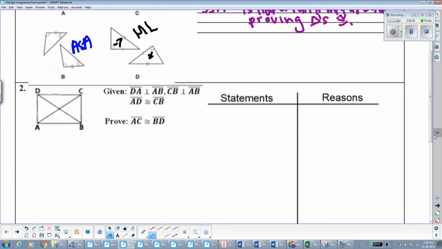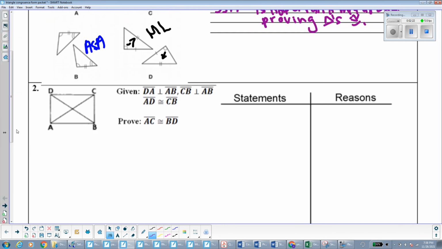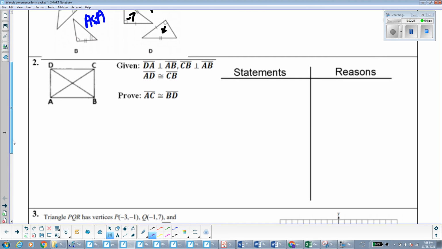Let's move it forward. So number 2 is a proof. So let's come up with a plan for the proof first, and then we'll write it up. So we have that DA is perpendicular to AB. So I'm going to draw in a right angle because we all know that perpendicular lines form right angles. And I know that CB is perpendicular to AB. So here, let me draw in my right angle where CB and AB meet because, as we know, perpendicular lines form right angles.